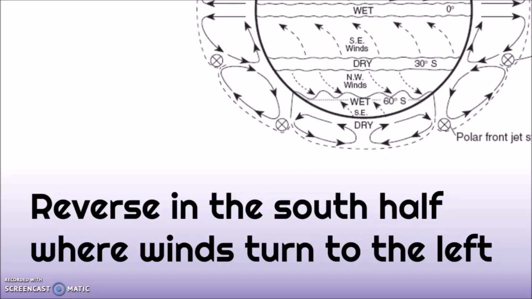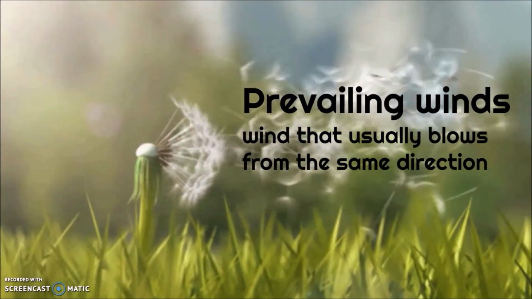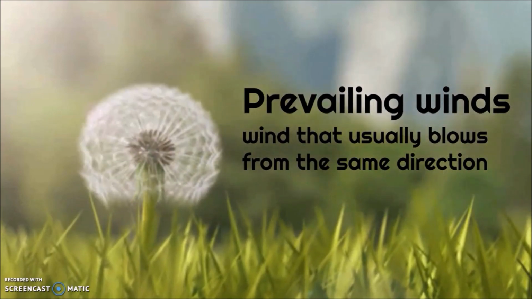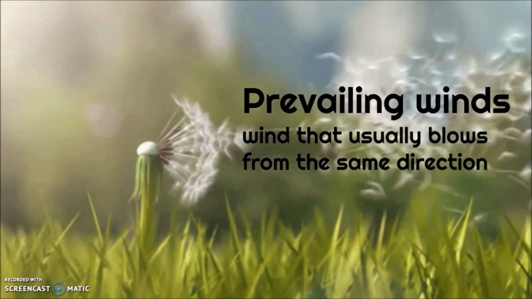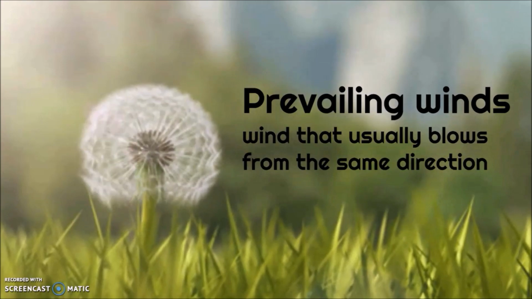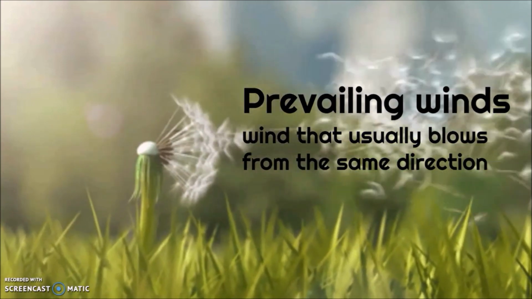The reverse of this is going to happen in the south. Winds between 30 and 60 degrees that are going southwards are going to go from west to east, to the left, as opposed to winds that are going northward in the southern hemisphere, which are going to go to the left and go from east to west. Because of this model, certain areas of the Earth are going to have winds that are blowing in the same direction. This is called prevailing winds.